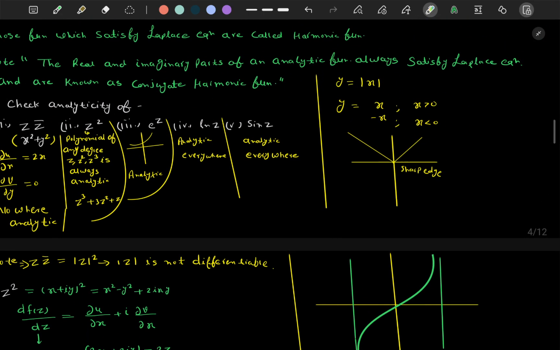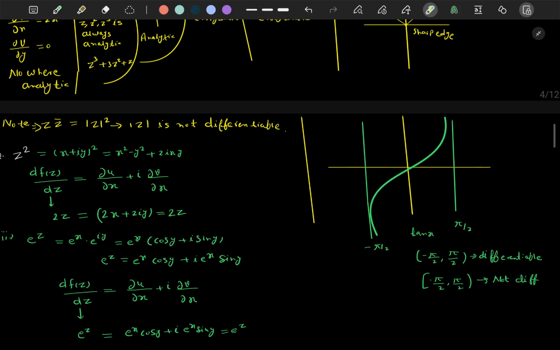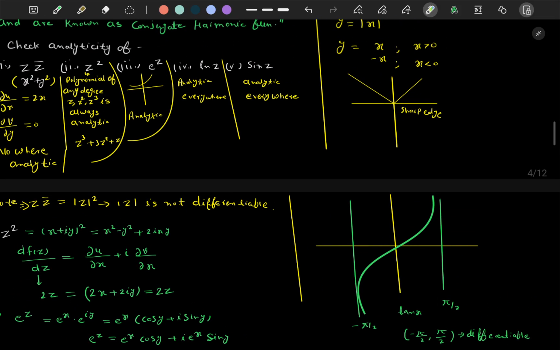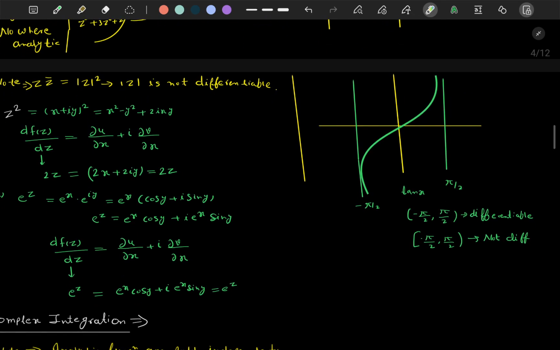This is the function y equal to mod x. So it will go like this. The function is not having any sharp edges except at x equal to 0. So at x equal to 0 it is not differentiable. Now we have the tan inverse x graph, from minus pi by 2 to pi by 2. It will go smoothly. There are no sharp edges. So in the open interval minus pi by 2 to pi by 2, it is differentiable. If we take the closed interval, it is not differentiable, because at minus pi by 2 it goes to infinity.